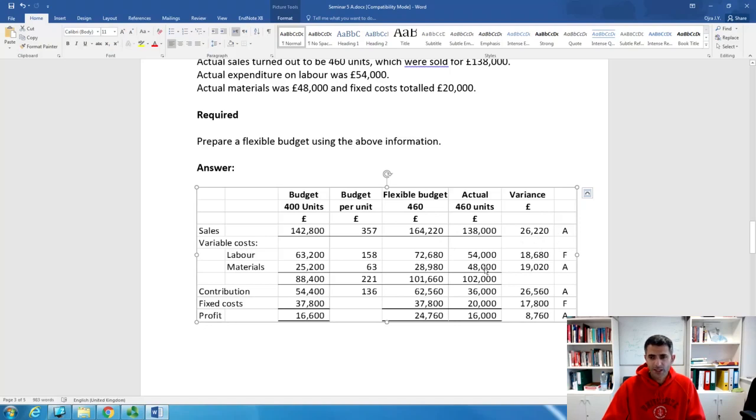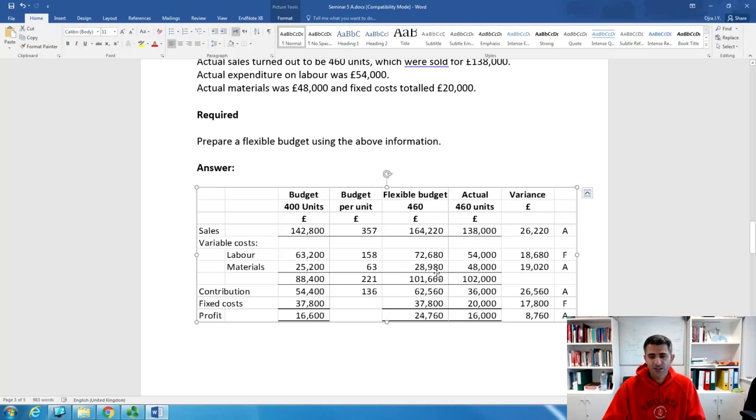When it comes to labor, the business expected that the labor cost would be almost 72,680, but they ended with 54,000, which is less. So I would say this is F, meaning favorable. It's good for the business.